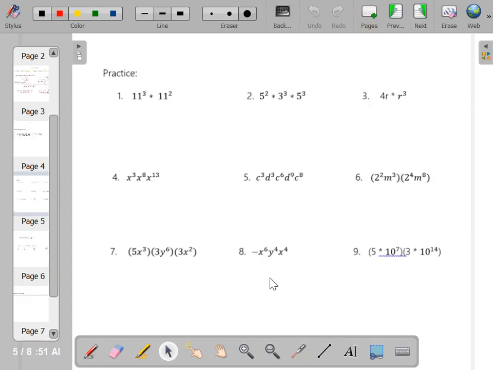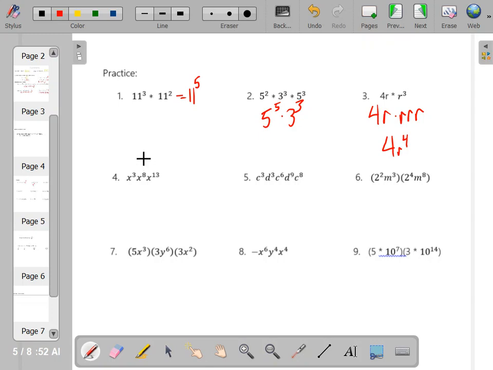So let's do a couple problems here. Again, I could figure out what these numbers are, but I'm really mostly concerned about the exponent rules. So if you have 3 11s and 2 more 11s, that means you have 5 11s getting multiplied, 11 to the 5th. If you have 2 5s and 3 5s, that's 5 5s, and then you have 3 cubed. 4r times r cubed, so this will mess people up. 4r times r cubed, 4r to the 4th. There you go.